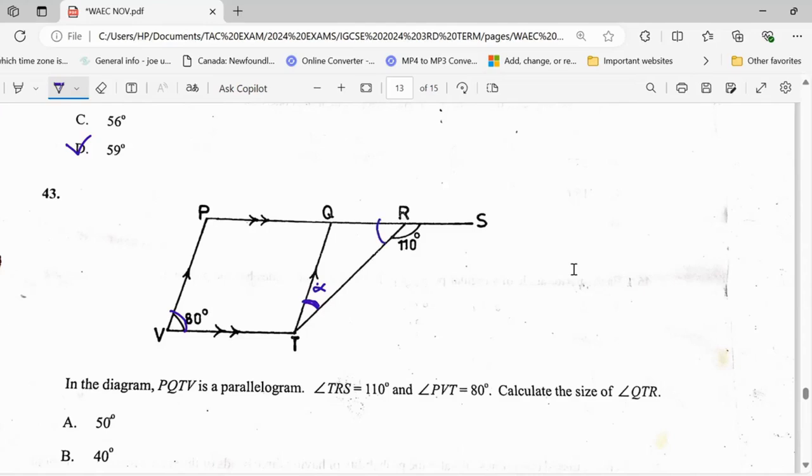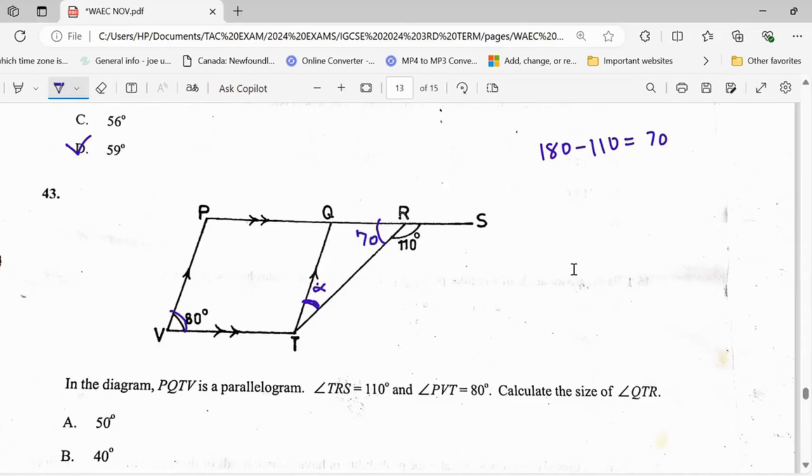Of course, we know that PQRS is a straight line. Angle on a straight line will add up to 180 degrees. So we have 110. So the remaining angle to complete 180 will be 180 minus 110. That gives us 70 degrees. So inside here, we have 70 degrees.